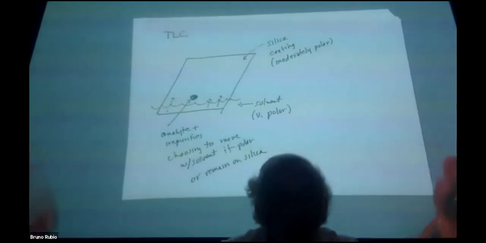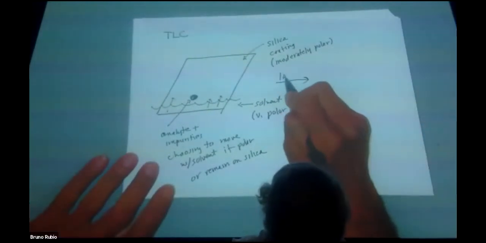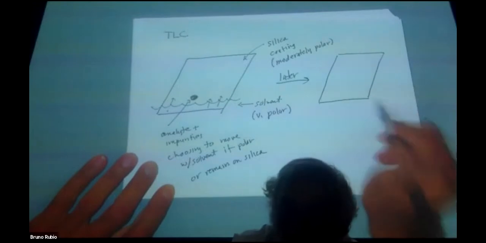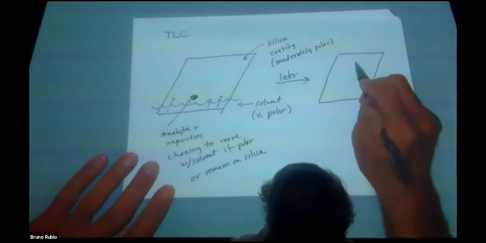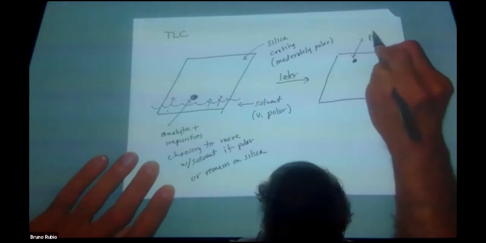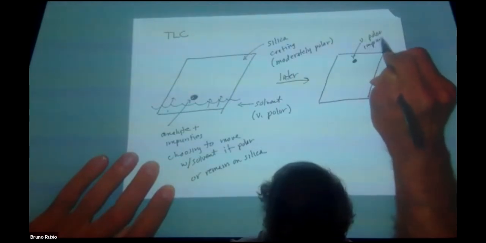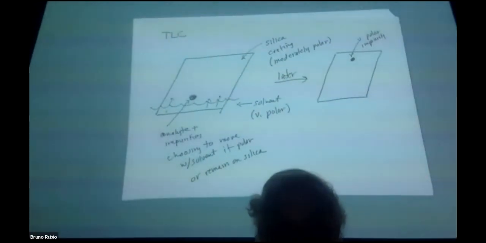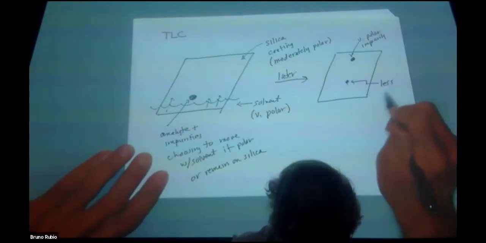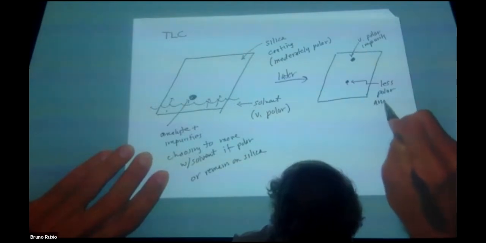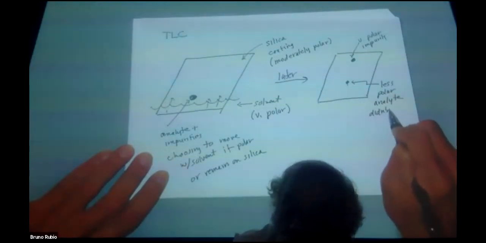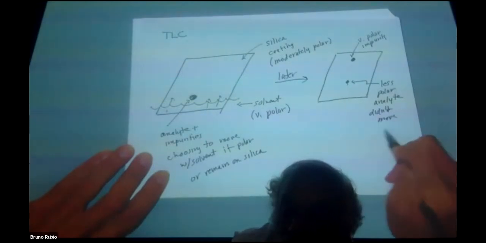So if the impurity is very polar, what you're going to see later is something like this: the very polar impurity moved with the solvent, but let's say the less polar analyte didn't move as much.